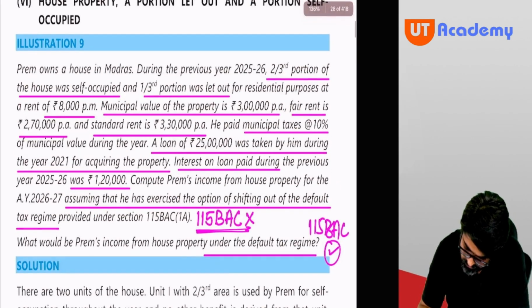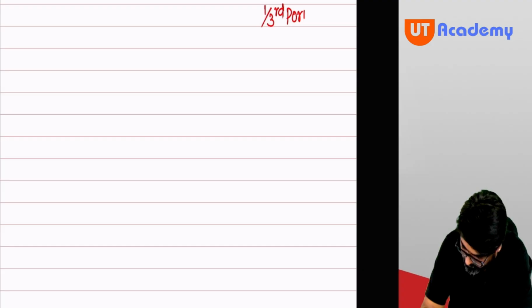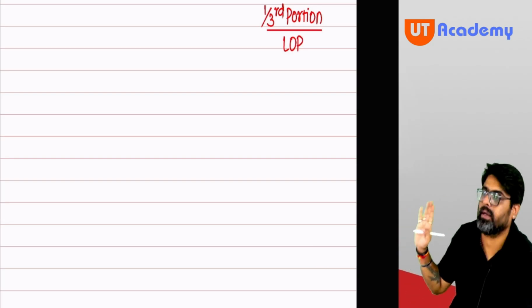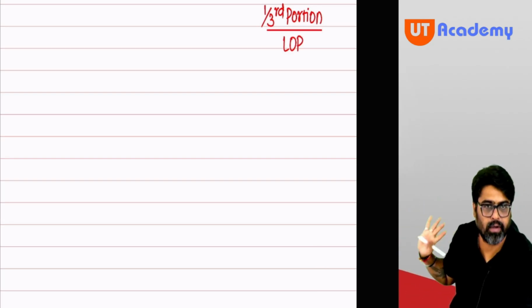Can I write down? What was the... Okay. Two-third is SOP and one-third is LOP, no? So, one-third portion. What is the status of this one-third portion? LOP. This will be treated as my separate property and the income will be calculated separately.